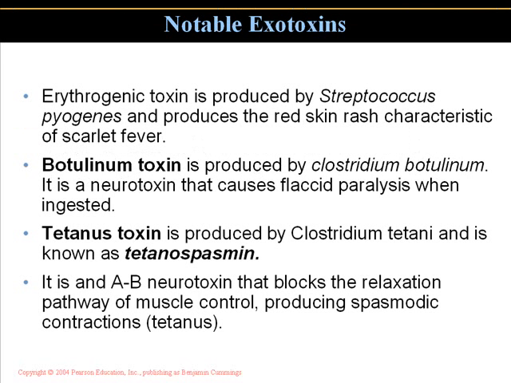Erythrogenic toxins are produced by Streptococcus pyogenes and produce the red skin or rash characteristic of scarlet fever. Botulism toxin is produced by Clostridium botulinum. This is a neurotoxin that can lead to paralysis, flaccid paralysis, when ingested.